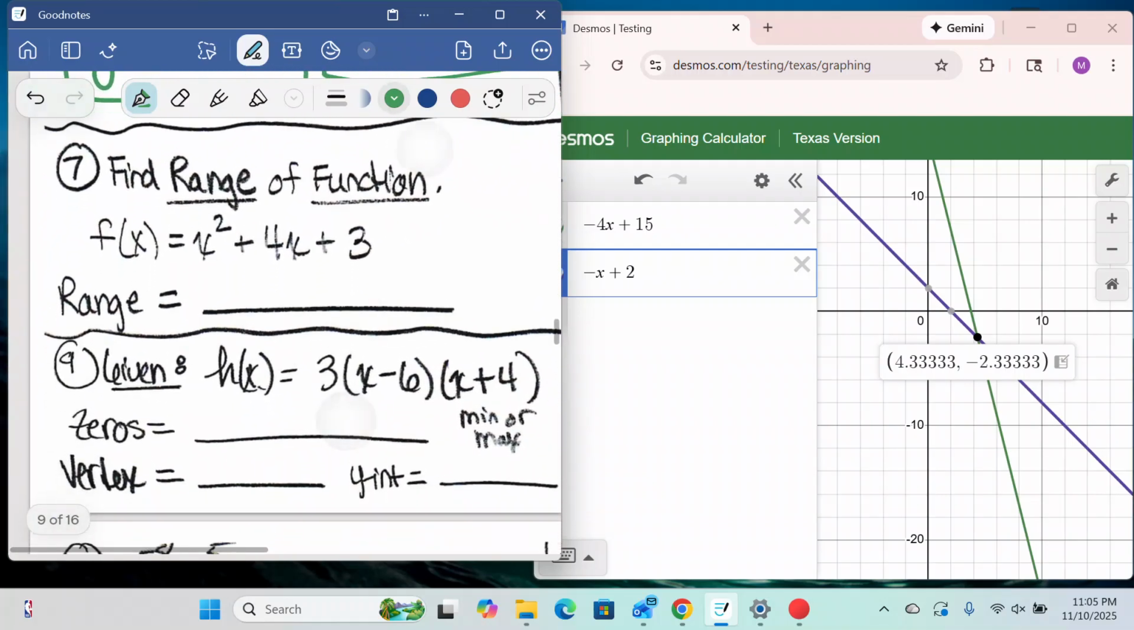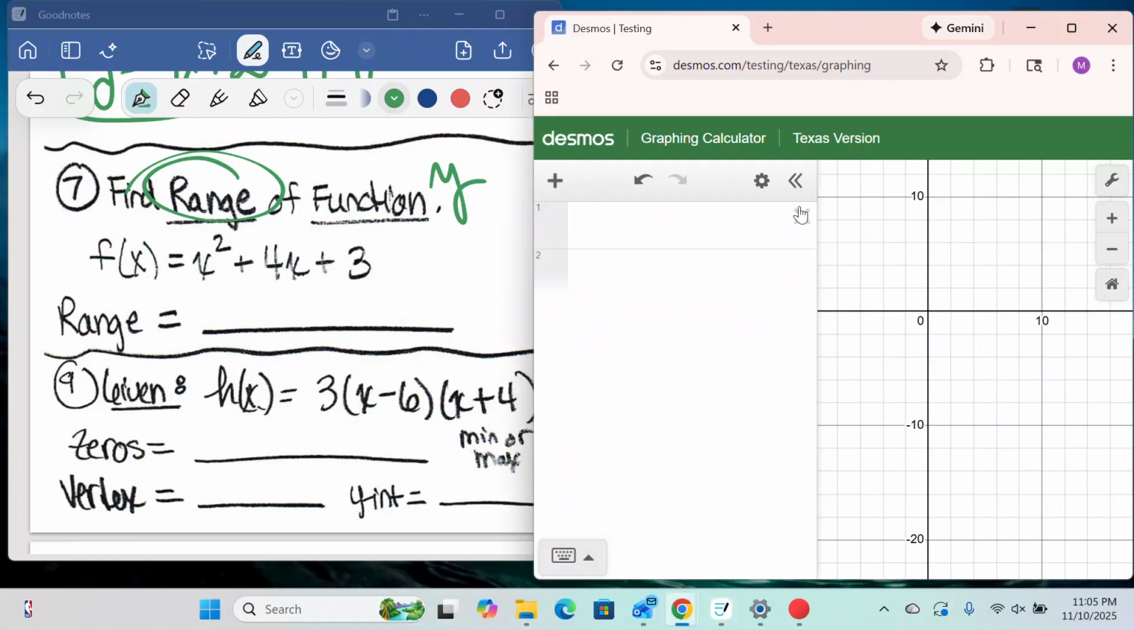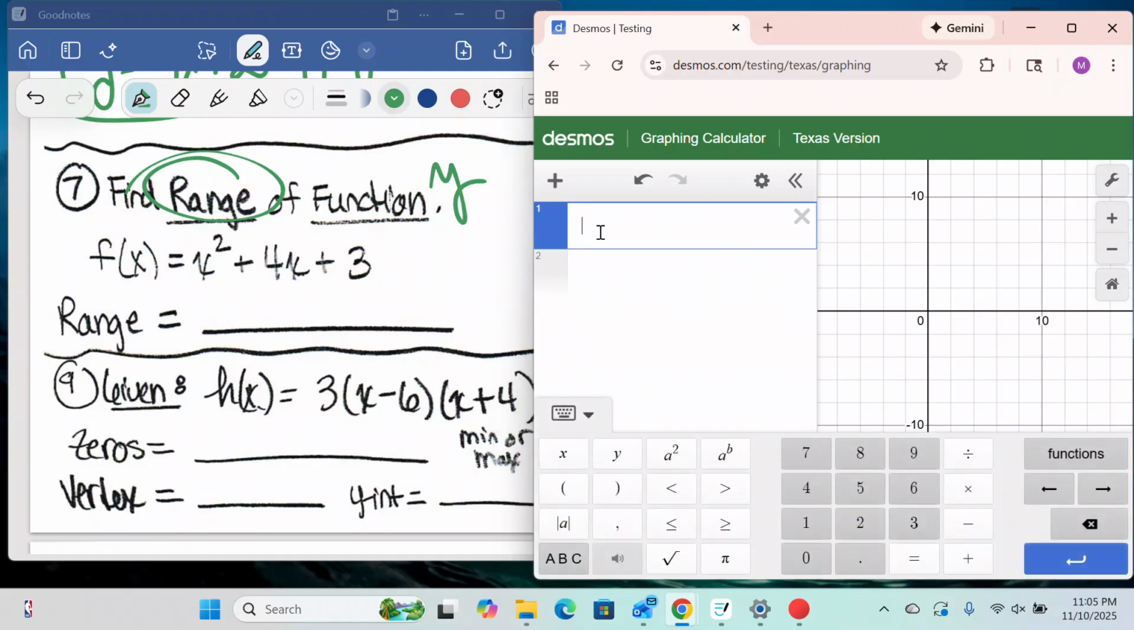Okay, let's go on to number 7. So 7 is find the range of the function. So remember, the range is my y value. So I'm going to go ahead and just input this into our decimals calculator, and I'm going to find my y, and I'm going to find out what my range is. So I'm going to input this as x squared, positive 4x, positive 3.